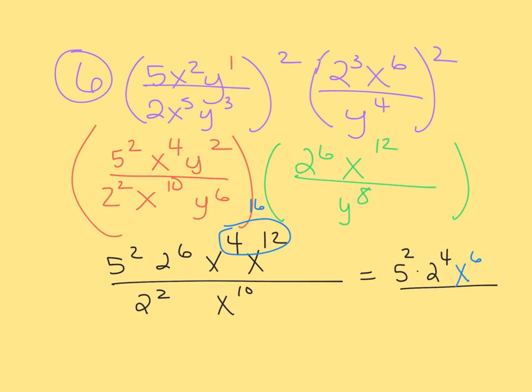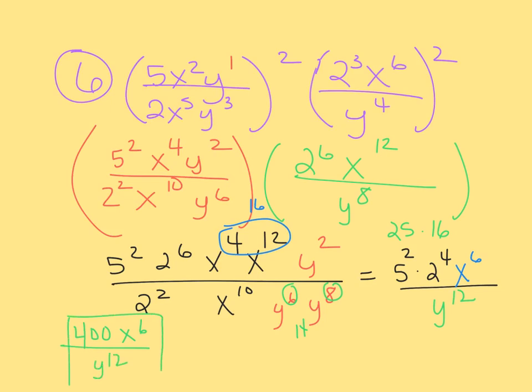Look at the y's. I have y squared on top, y to the 6th on the bottom, y to the 8th on the bottom. So let's see here. Together, these are 14. So I have y to the 2nd over y to the 14th, so that gives me y to the 12th on the bottom. Okay, I can't leave my answer like this. So if I think about this, this is 25 and this is 16. So 25 times 16 is 400. And then I have x to the 6th on the top, and I have y to the 12th on the bottom. So that's what this problem turns into.